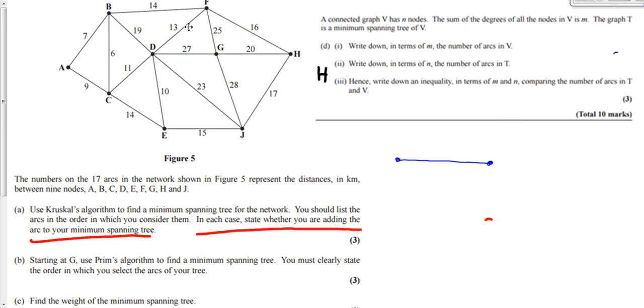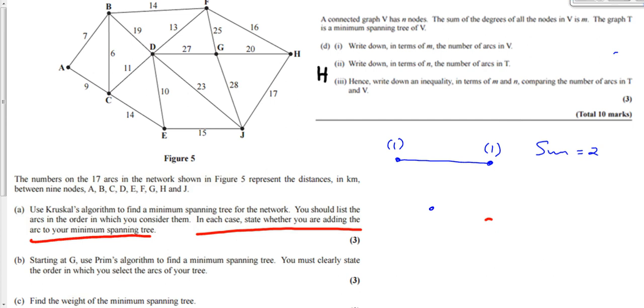So that means that the degree for this one is 1, and the degree for this one is 1. So the sum of the degrees in this case equals 2. The graph T is a minimum spanning tree of V. Write down in terms of m the number of arcs in V. So here, when the sum is 2, the number of arcs is going to be 1.